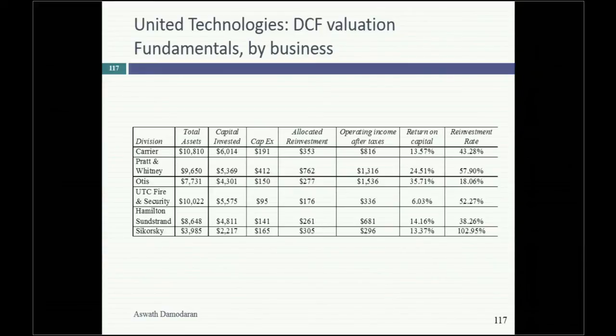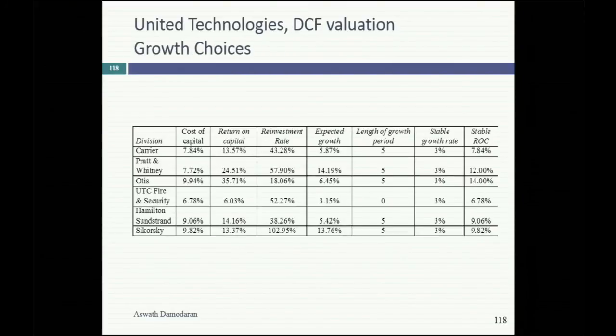The reinvestment rate is computed based on the capex that they gave me for each business. So there's my reinvestment rate. Huge reinvestment rate in the aircraft business, very low in the elevator business. My expected growth is going to be that return on capital times the reinvestment rate.